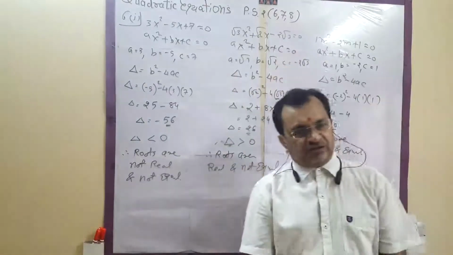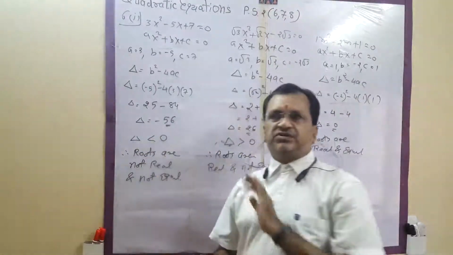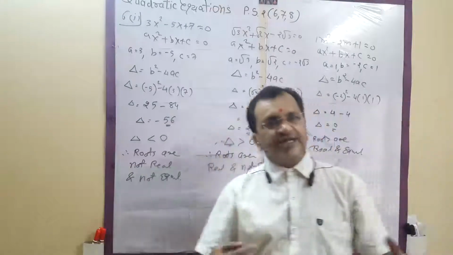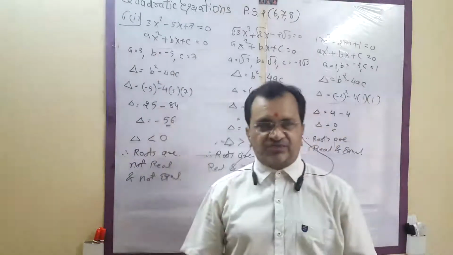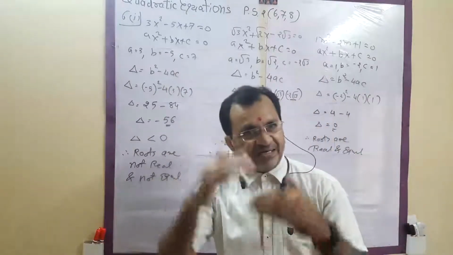Question number 6 I have solved. I have written the standard form: first equation, second equation, third equation. Under that I have written the standard equation ax square plus bx plus c. I have compared that.